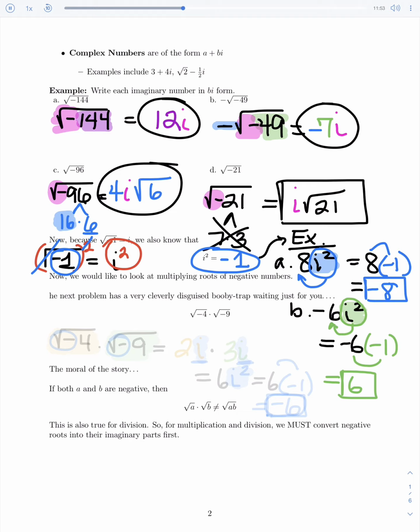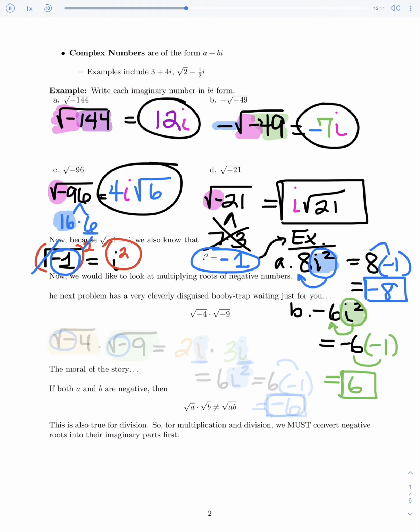So kind of the punchline of this is you should never have a final answer with an i squared in it. We're always going to take these i squareds and turn them into negative 1s, and that will just switch the sign of whatever the constant was that was attached to the i squared.